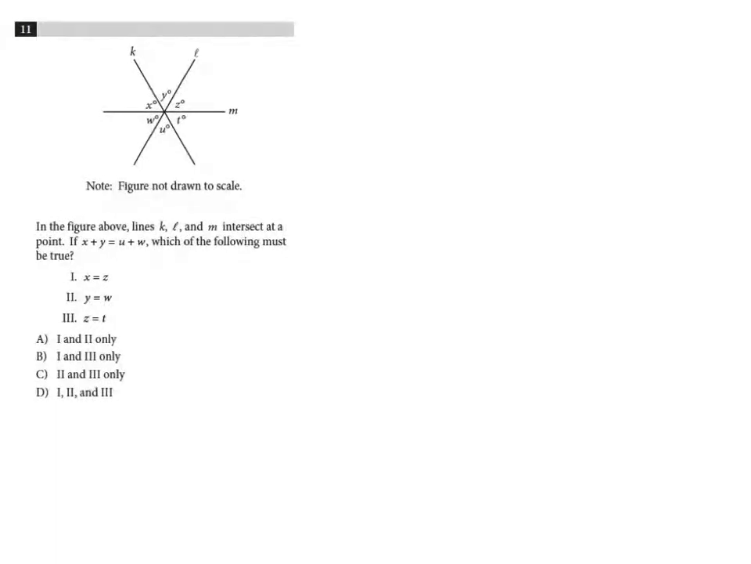Okay, 11. In the figure above, lines k, l, and m intersect at a point. x plus y equals u plus w. Which of the following must be true? Okay. Well, I'm just going to highlight some of my vertical angles here. x and y. Well, I know that x is equal to t. And I know that y is equal to u.